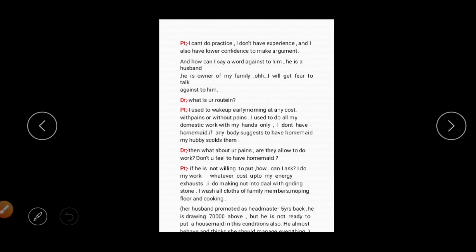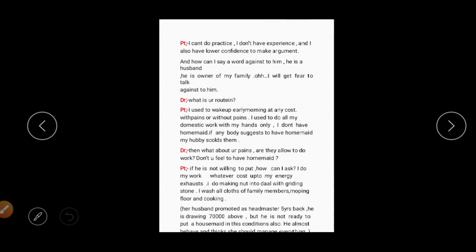Then I asked her, what about your pains? Are you allowed to do work? Don't you feel like having a housemaid? Then she said, if he is not willing to put one, how can I ask? I do my work at whatever cost, until my energy is exhausted. I make dal from nuts with a grinding stone. I wash all the clothes of my family members, mop the floor and cook also.